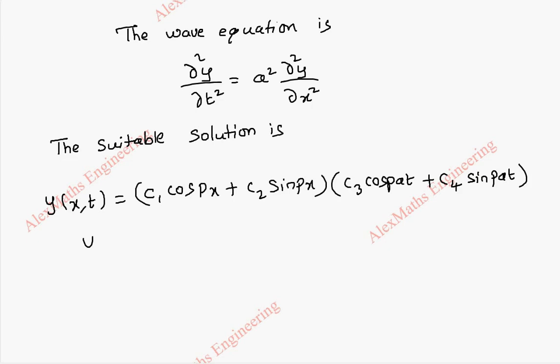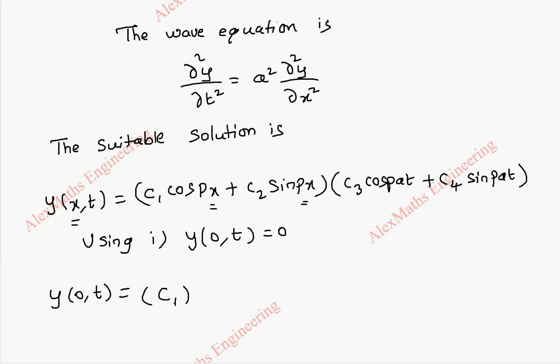Now we are going to use the first condition. So using the first condition, y(0, t) is 0. Wherever x is there, we have to substitute 0. So if I put 0, I get c1 because cos 0 is 1 and sin 0 is 0. So we are left with only c1 into (c3 cos pat plus c4 sin pat).